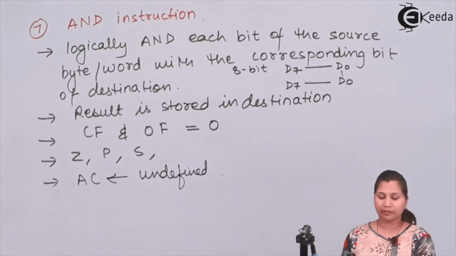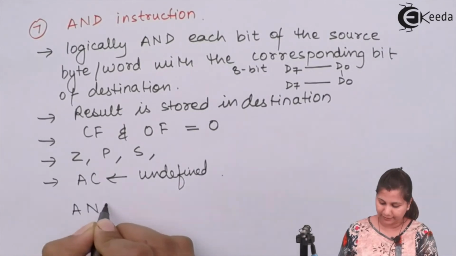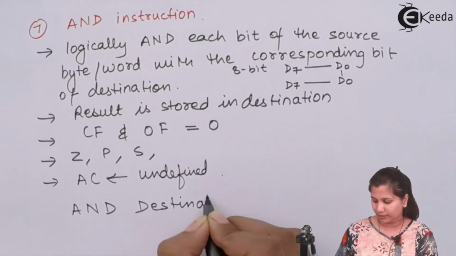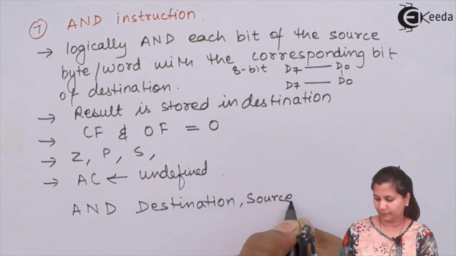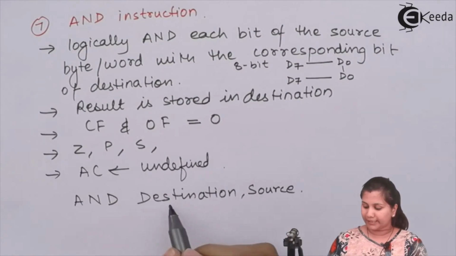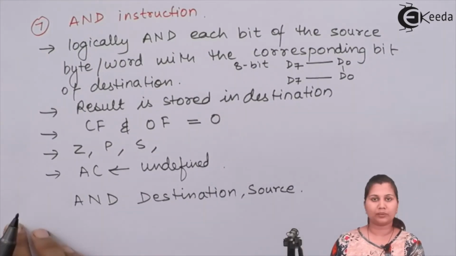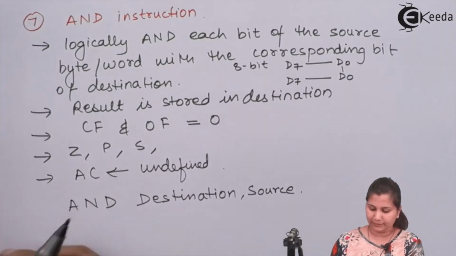If we see the general format of this instruction, then we have AND, then destination, and then source. So the destination and source are specified in the instruction, and their bits will be ANDed with each other. Let's take some examples.